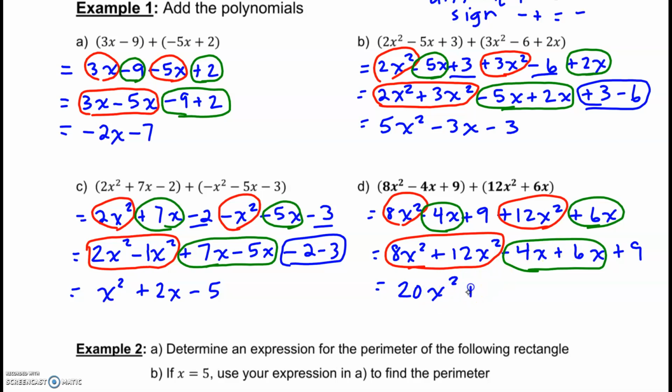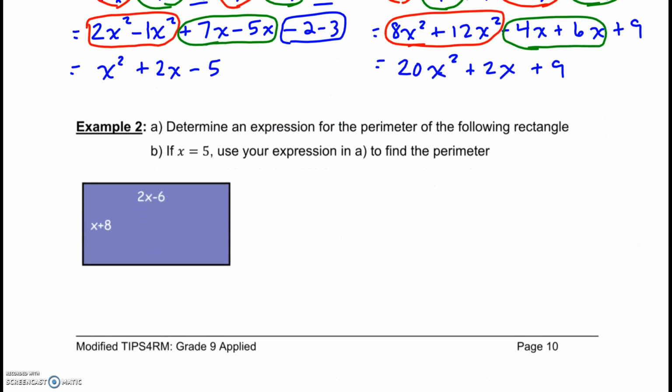Negative 4 plus 6 is a positive 2x plus 9. Okay, and that's how you add polynomials. Let's take a look at example 2. Example 2 says determine an expression for the perimeter.